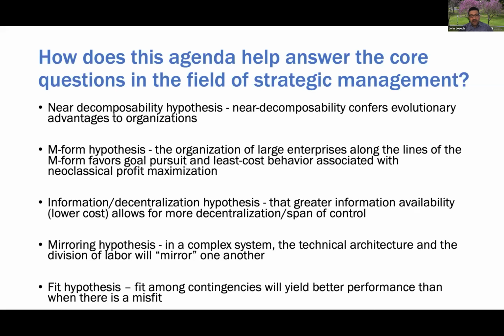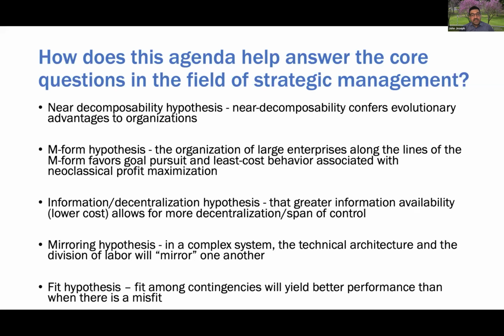Second is the M-form hypothesis. This was held up as the form which comes closest to neoclassical profit maximization. But understanding the boundary conditions of the M-form can help us better understand the evolution of new organizational forms that we're seeing. So in strategy, there were a lot of questions about platforms and communities and how that's different from the large organizations. And I think these basic baseline hypotheses are quite useful.